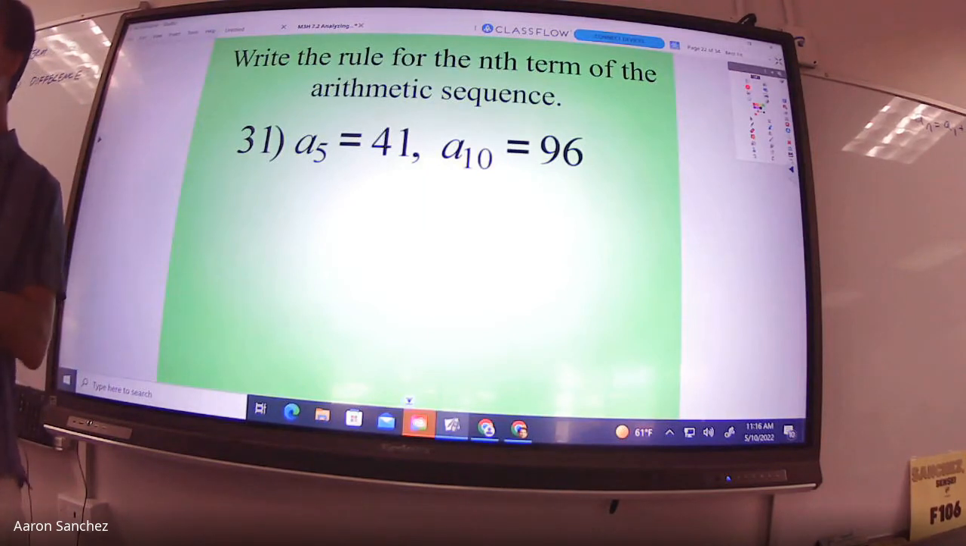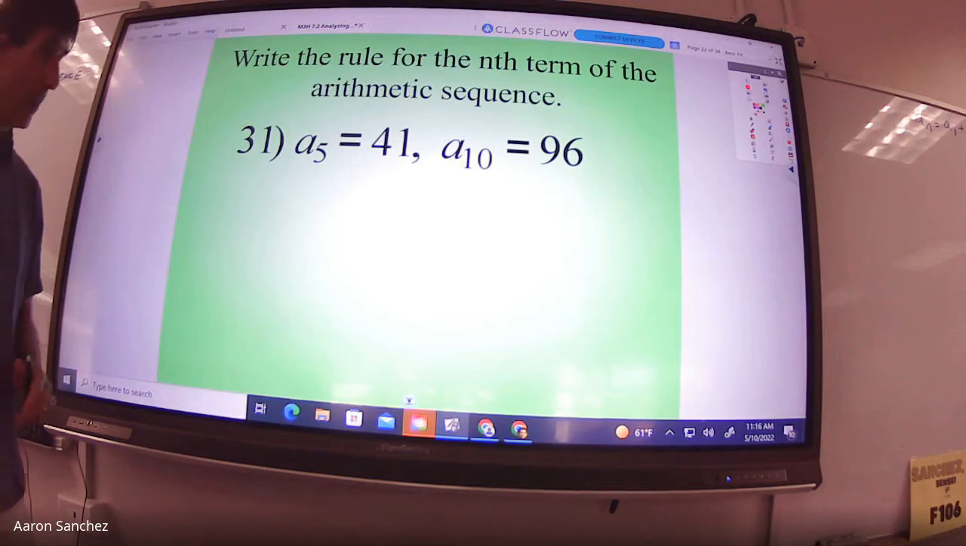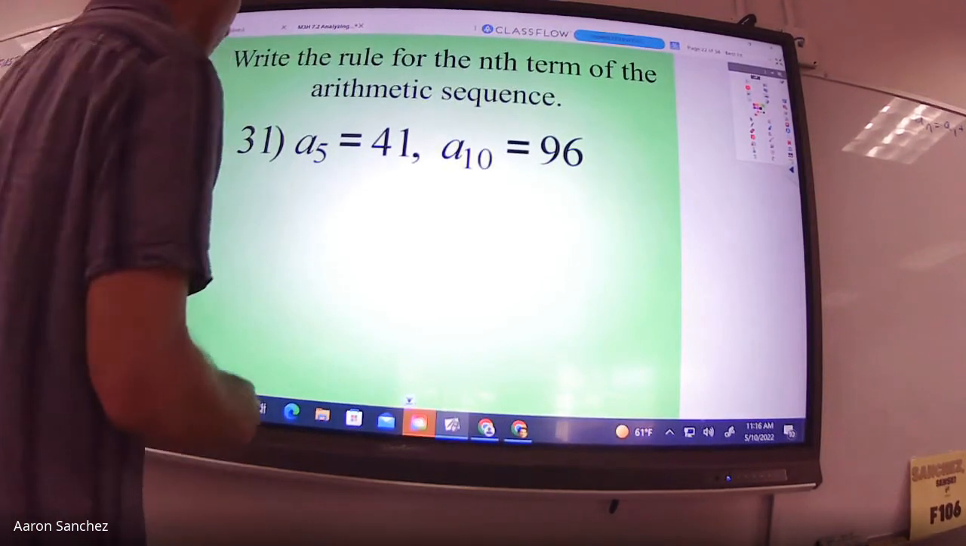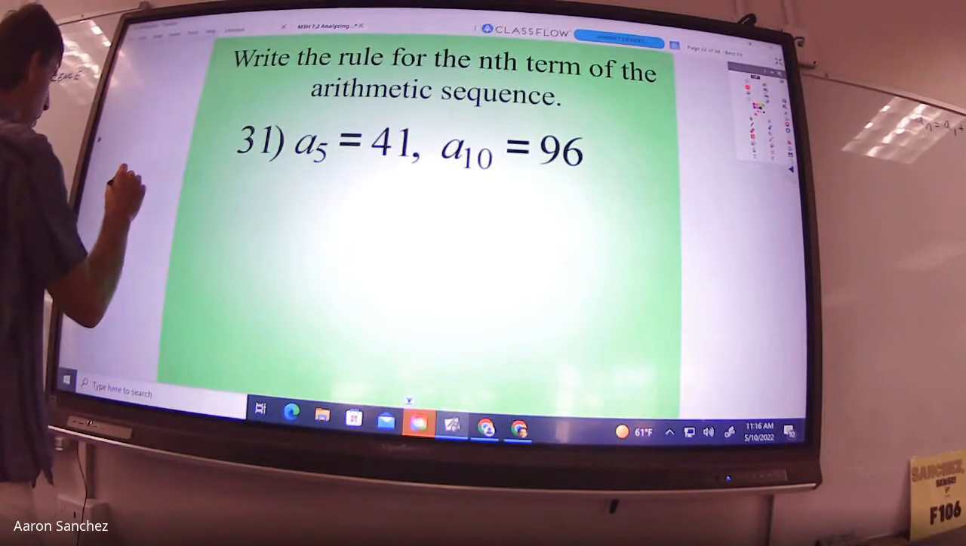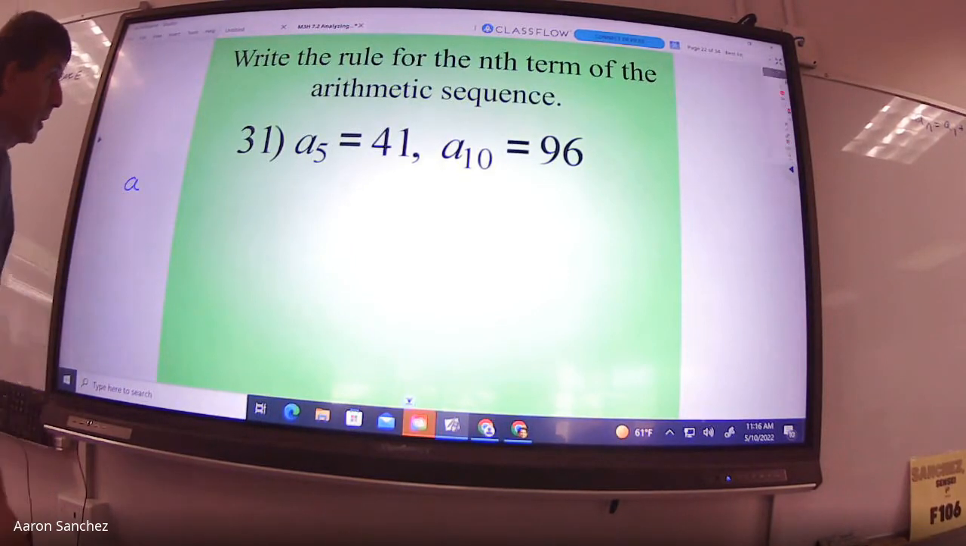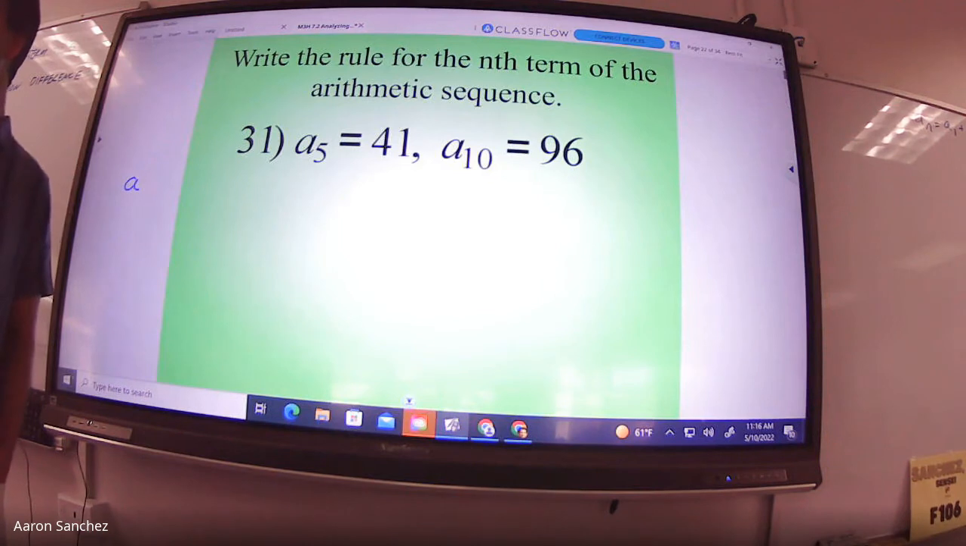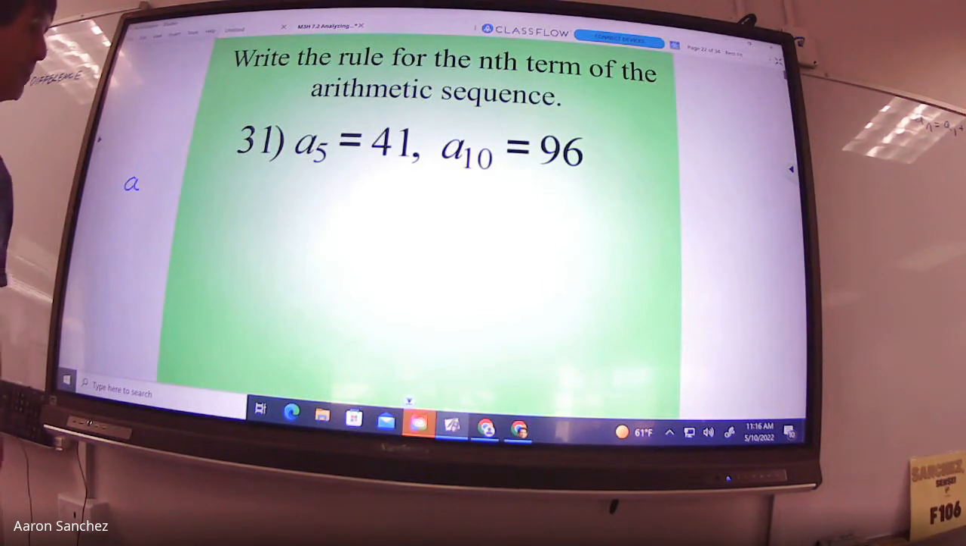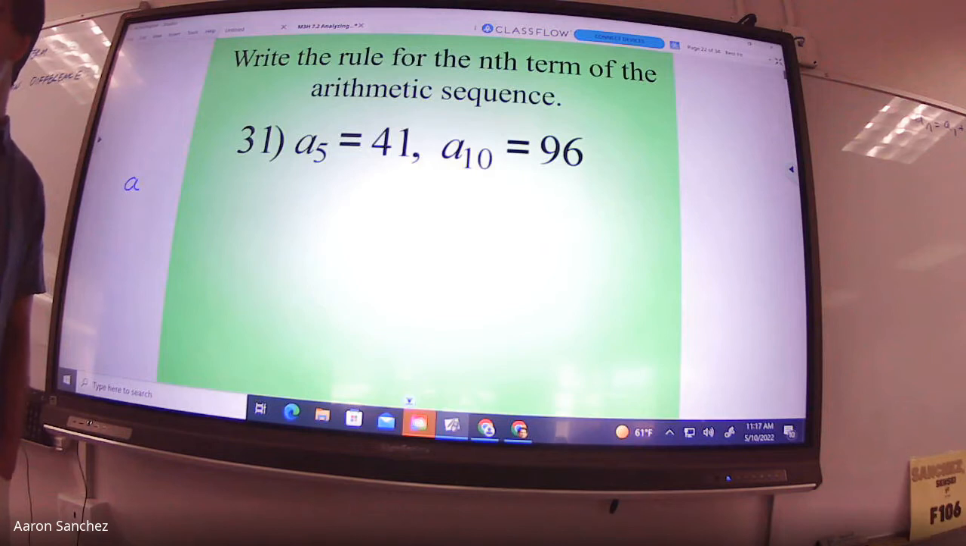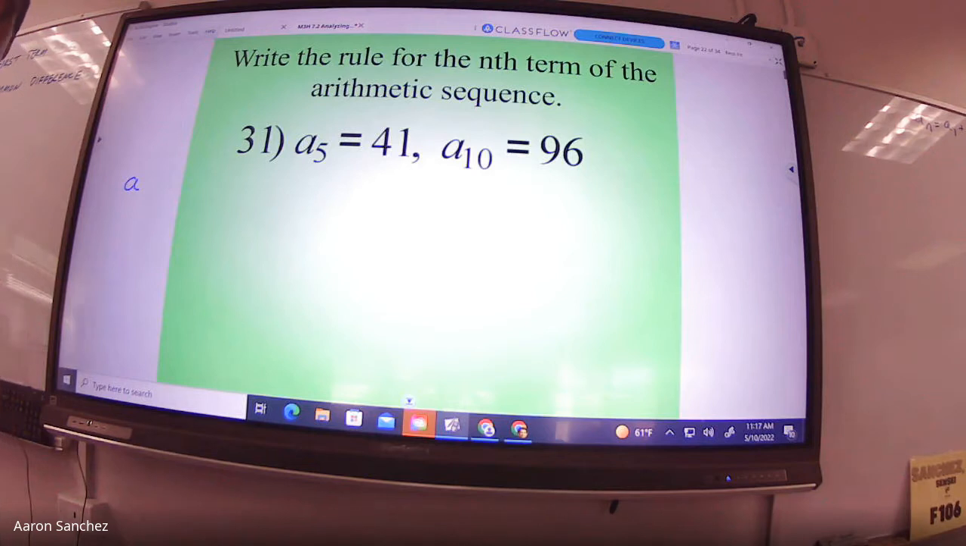Let's solve for the common difference first. We're going to break it down into two. Can't you find the slope? You do 96 divided by 10 minus 41 divided by 5. Like the slope thing, y1 minus y2 divided by x1 minus x2. Yes, you can do it that way. I'm going to show you a different way, though. This is the way the book does it. When you look up the book, you do it the book way. And you can do it the slope way, too.